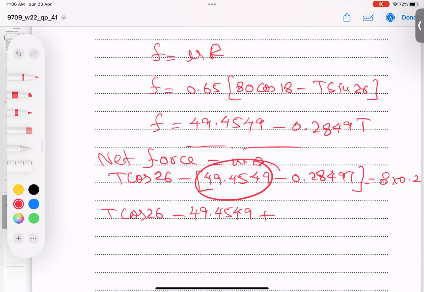Some students write 2 dp, sometimes 1 dp. In this way, the chance of accuracy will be lost. So be careful. Okay, this is very clear. Onwards, what is the next plan?